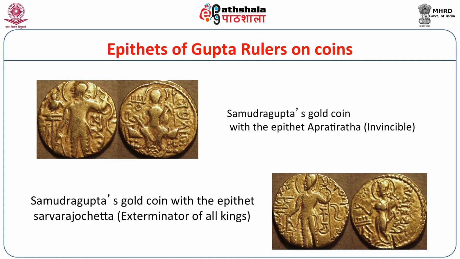scepter. As we have already discussed, the scepter is the symbol of the danda, which is practically the right of the king to hold. And here Samudragupta uses the title Sarva Rajachetta, which means the exterminator of all kings. So the Gupta kings, apart from using these high sounding titles like Maharaja Dhiraja, Parameshwara, Paramabhattaraka, also used high sounding epithets like Apratiratha, Sarvaraja Chetta, etc.